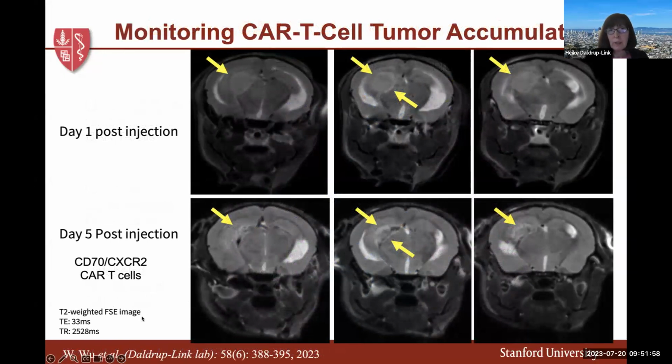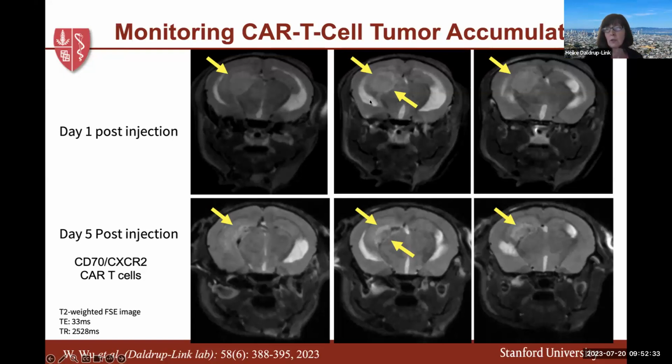Here you see another tumor model where we infused iron-labeled CAR T cells into mice with brain cancers, with GBMs. You see T2-weighted coronal images of the brain of a mouse here with a T2 bright tumor. This here is 5 days after the intravenous infusion of the labeled CAR T cells. You already see a decreased size of the tumors.